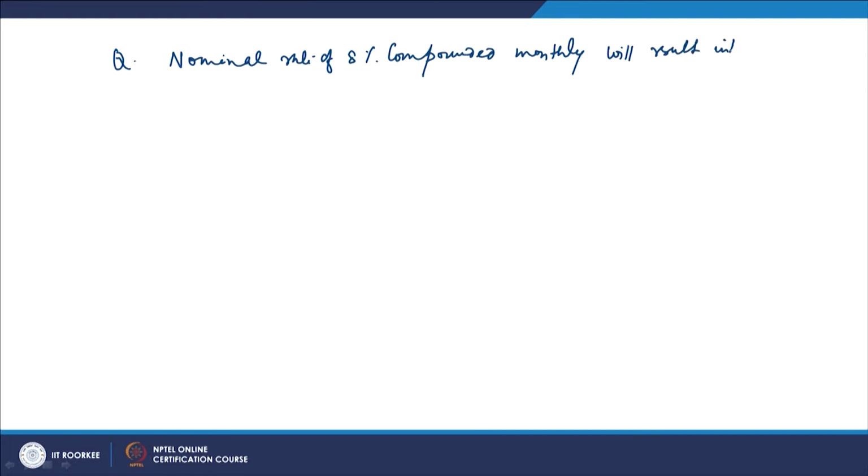Now, let us say the question is: you have a nominal rate of 8% compounded monthly. This will result in an effective interest rate of what percentage with a time interval of 2 years?